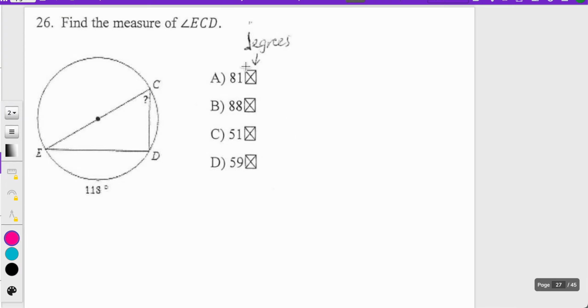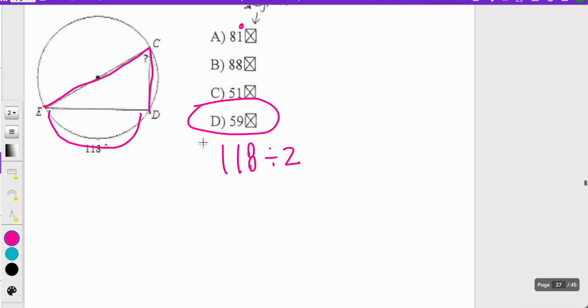26, this messed up when I printed this. These are all degree measurements. ECD is what we're looking at, but you notice how ECD is this inscribed angle, so it's half of the arc. So 118 divided by 2 is 59 degrees.